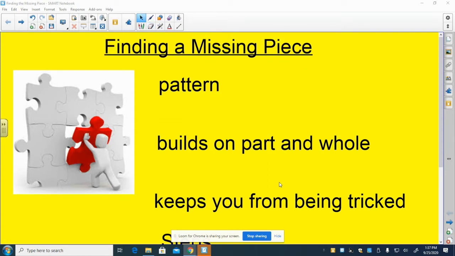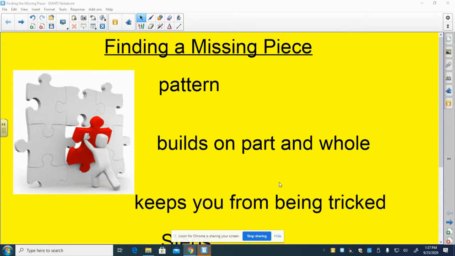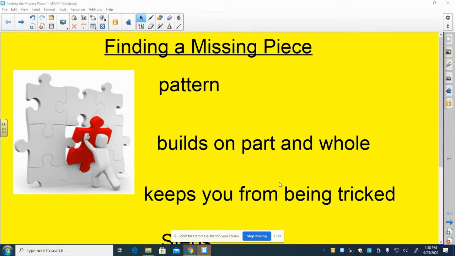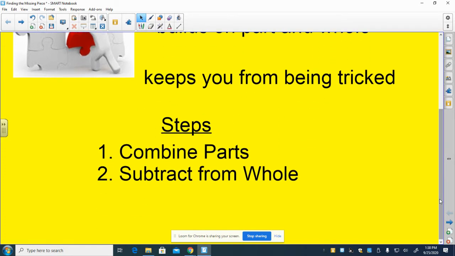This is a big time pattern in 5th grade math. It is going to build on the part and whole relationship that we have already talked about, and it will keep you from getting tricked when you are solving these problems. To find a missing piece, we have 2 quick steps. Step 1, combine the parts. Step 2, subtract from the whole.